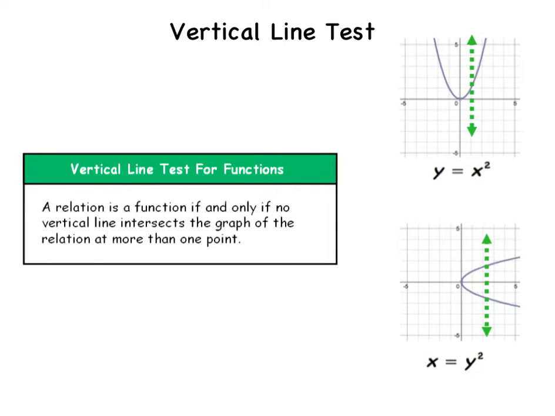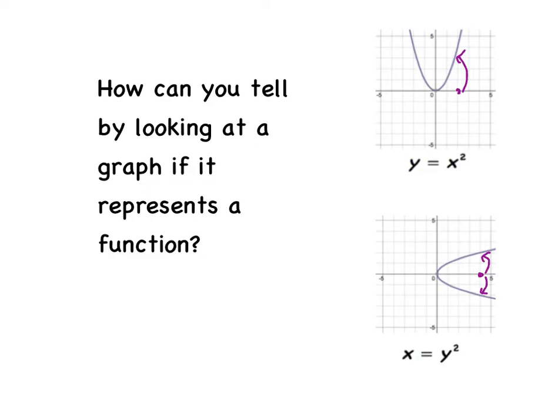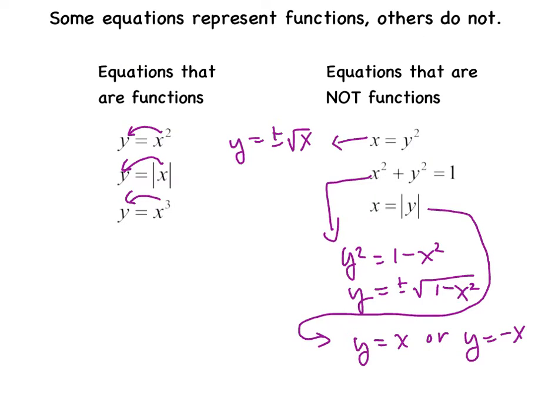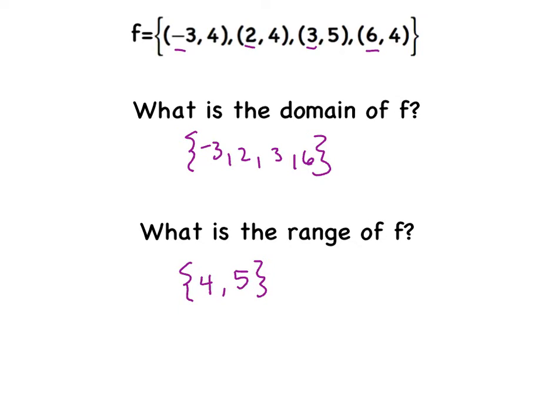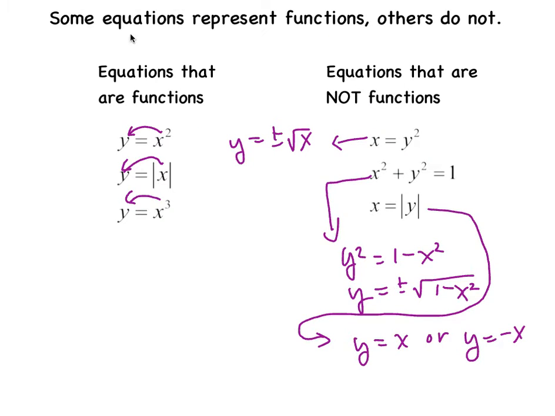We talked about how to tell if a set of ordered pairs was a function, and that is when each x value is listed no more than one time. The domain is a set, the range is a set, and we also learned that when I look at an equation, I can tell whether or not it's a function. If it's a function, every x value is assigned to exactly one y value.